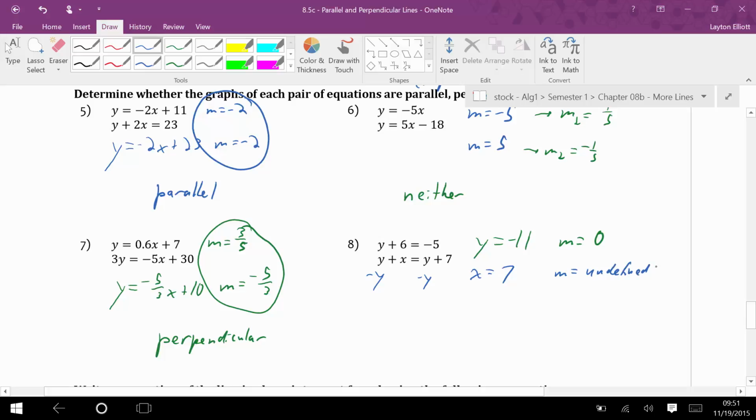Undefined represents vertical lines. So I know that we don't really think about the math with these, but this is a horizontal line and this is a vertical line. And clearly horizontal and vertical lines are perpendicular to each other.